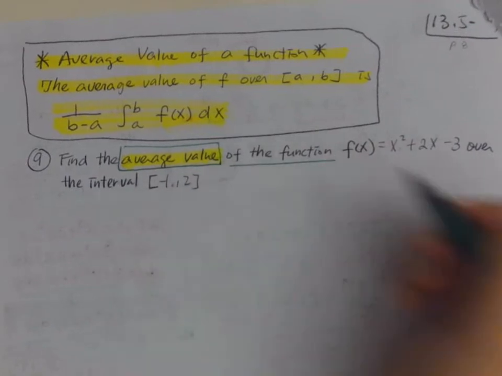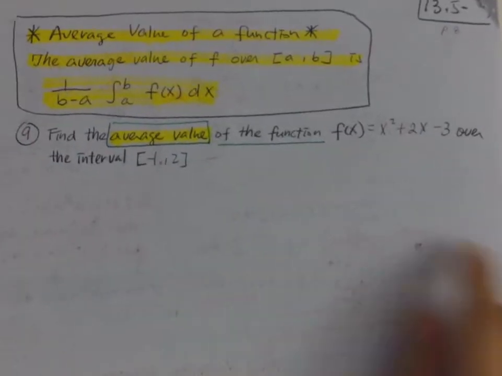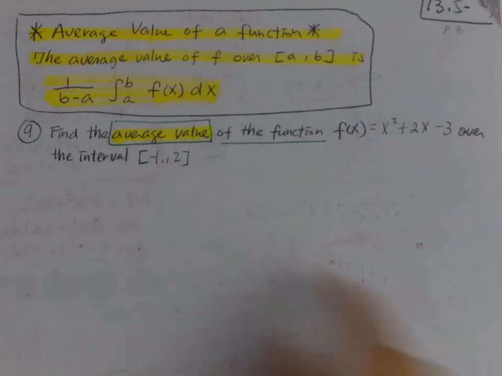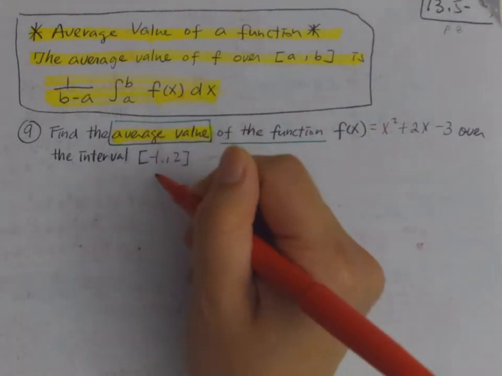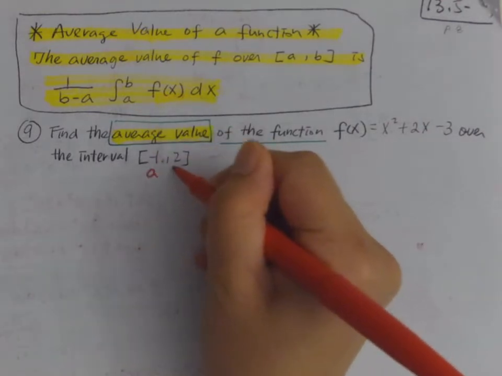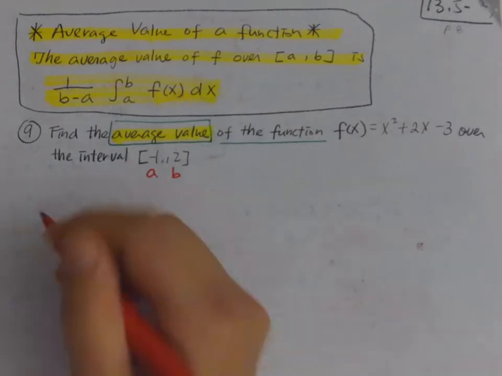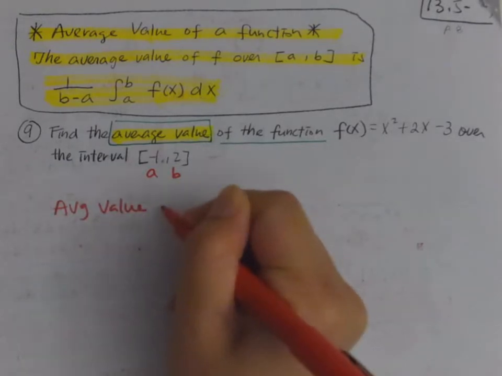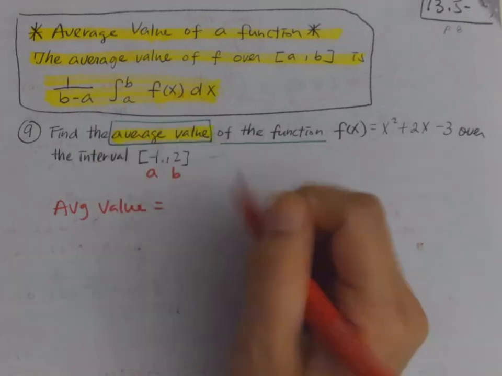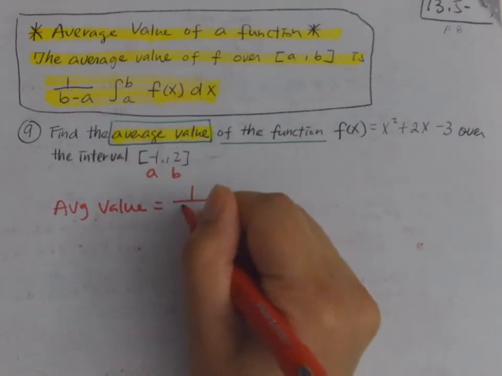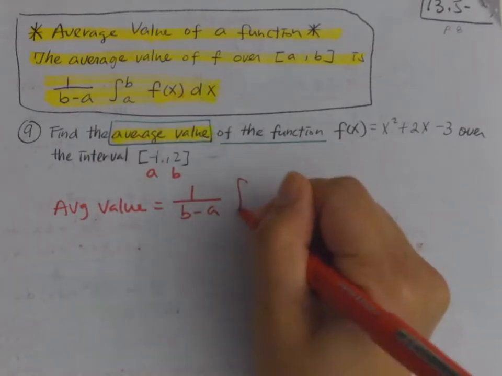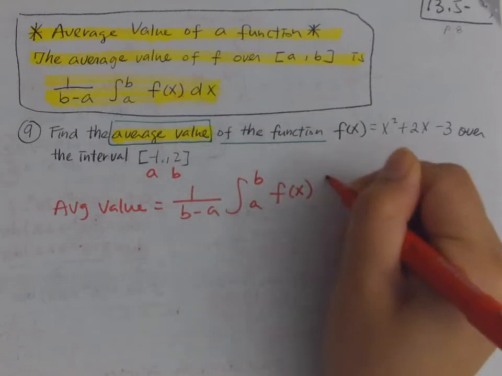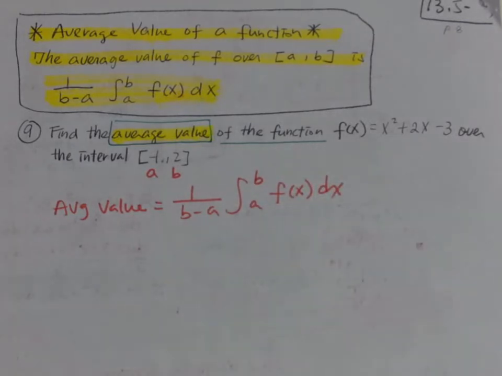Average value of the function. So I just have a very basic function here, and then this is the interval, sorry. It's going to be from a to b, right? So because they asked for the average value, we're going to use that formula, right? 1 over b minus a, taking the integral from a to b of the function, dx. So we're going to plug it in.